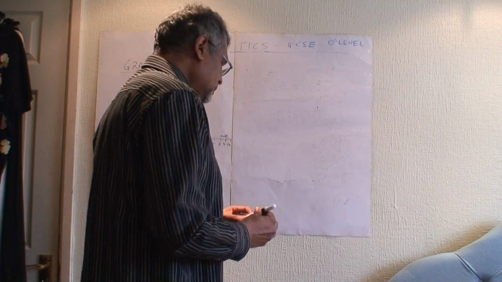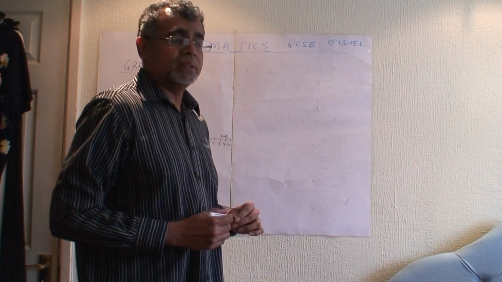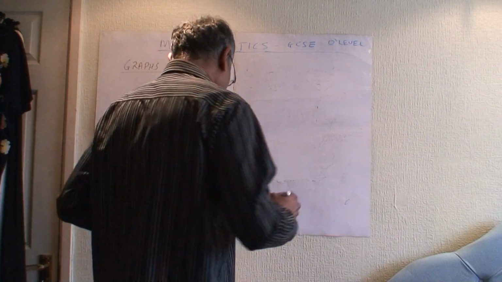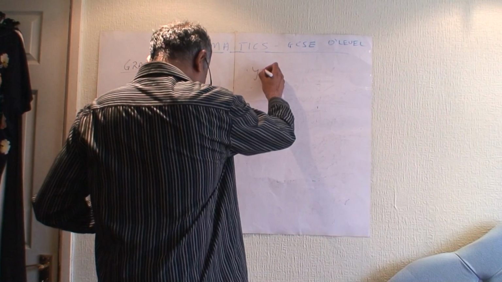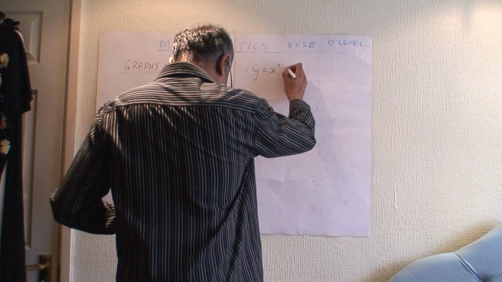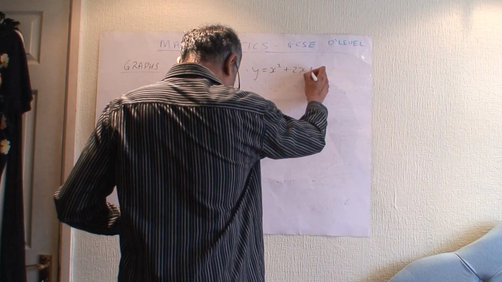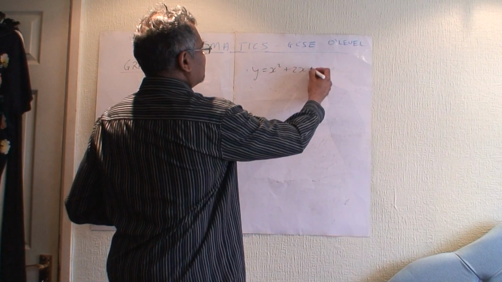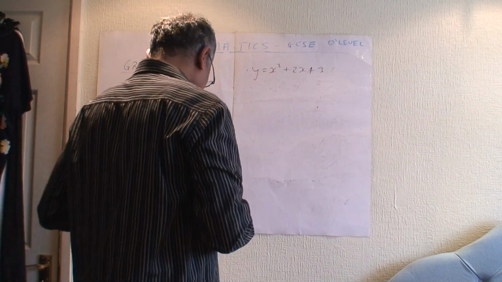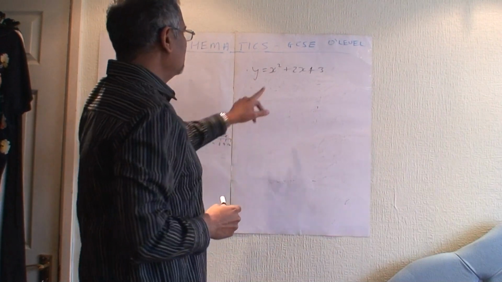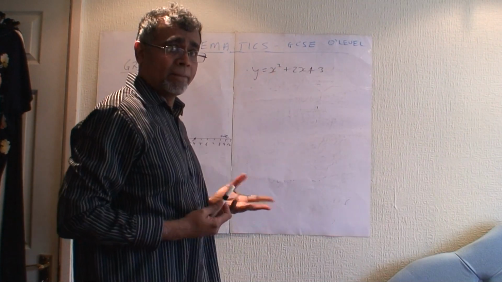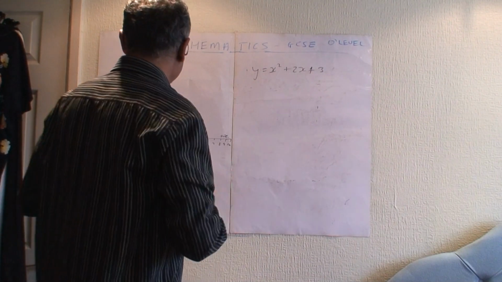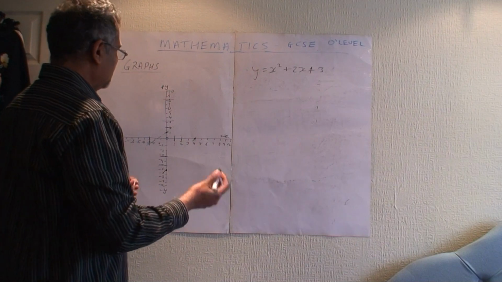Okay, suppose we have quadratic equations now to represent on the line. Say for instance, we have an equation like this: y is equal to x squared plus 2x plus 3. When we have something like this, you know it's quadratic because there's an x squared. We want to find what is known as the vertex.